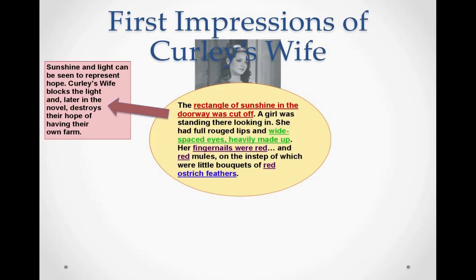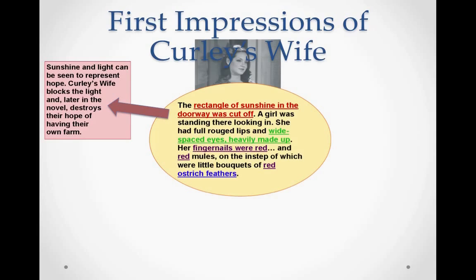Now, sunshine and light can be seen to represent hope in this novel. And you can actually trace the way that Steinbeck uses images of light and shade throughout the novel and map that against George and Lenny's hopes and dreams, and the way that those hopes and dreams build up and then fall at the end. So that's something that you can look at generally.